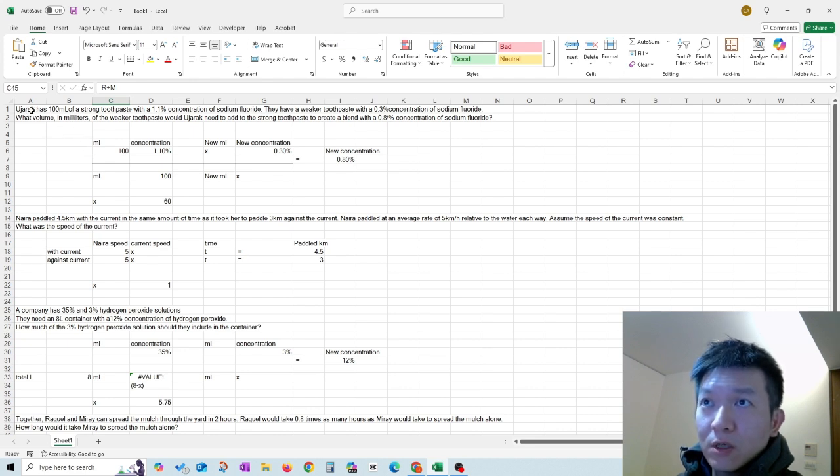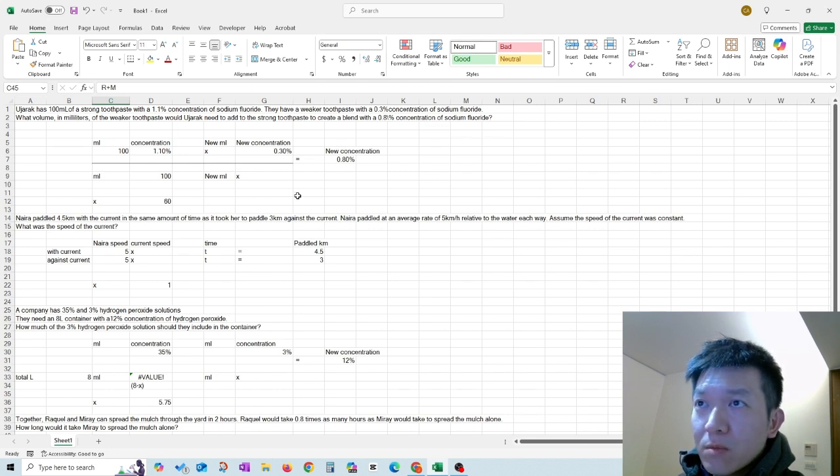So first of all, we can read the question. Ujjarek has 100 milliliters of strong toothpaste with 1.1% concentration of sodium fluoride. They have a weaker toothpaste with a 0.3% concentration of sodium fluoride. What volume in milliliters of the weaker toothpaste would Ujjarek need to add to the strong toothpaste to create a blend with a 0.8% concentration of sodium fluoride?